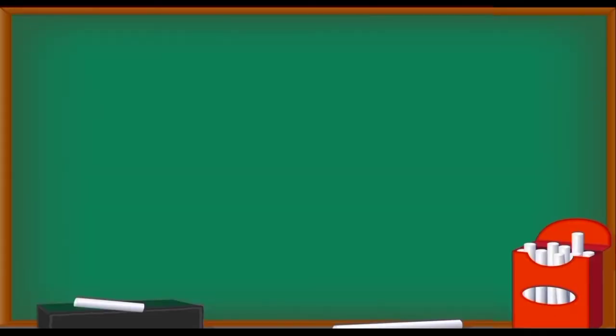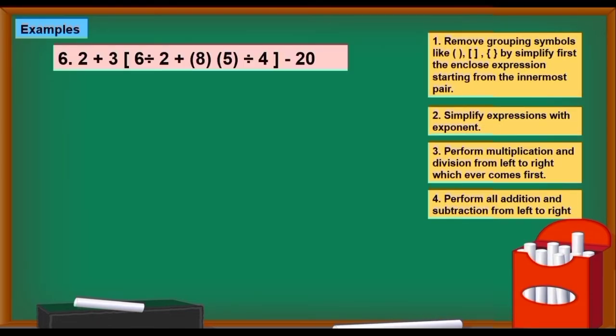So, let us have now another example for numerical expression. Last example is 2 plus 3 times the quantity 6 divided by 2 plus 8 times 5 divided by 4 minus 20. So, ano daw uunahin natin? Ang uunahin po natin ay yung nasa loob. So, i-remove po natin yung grouping symbols natin. Unahin natin yung nasa loob. Ang meron po tayo is the division and multiplication. So, from left to right.